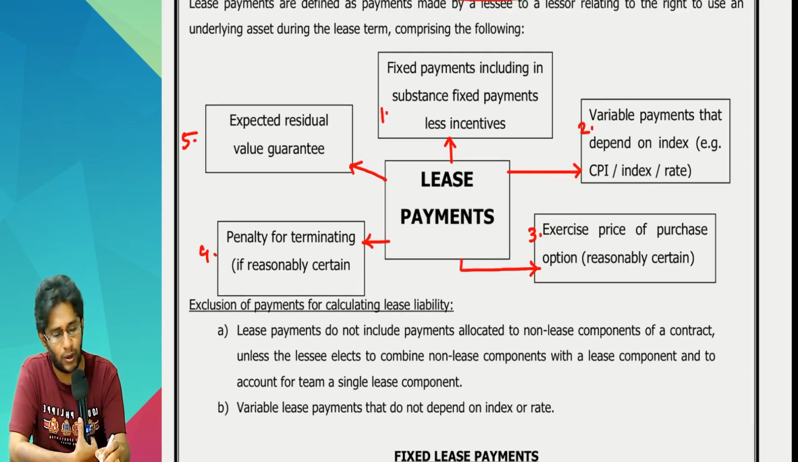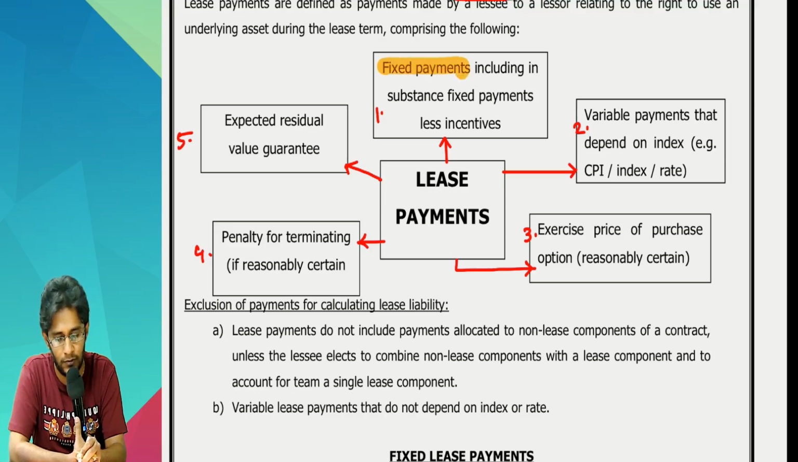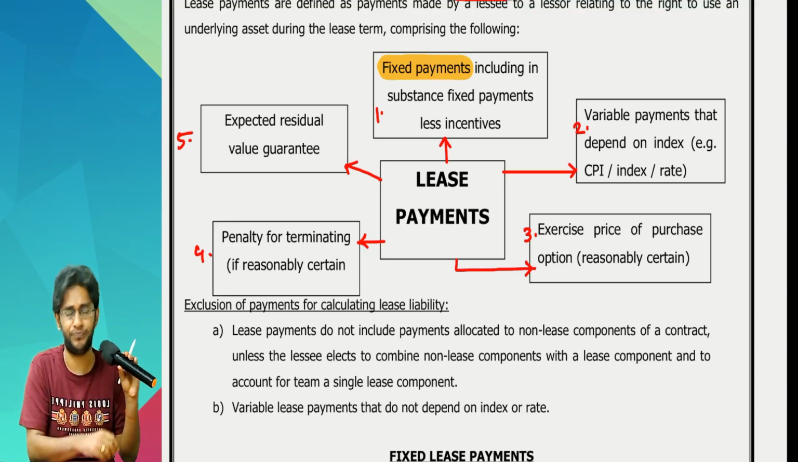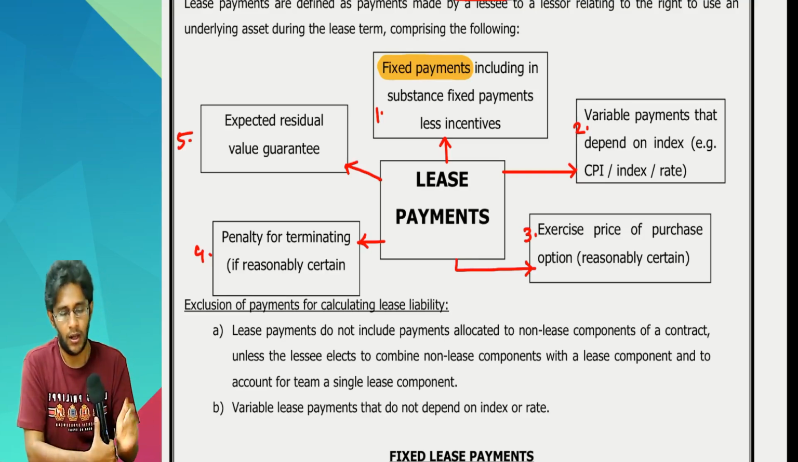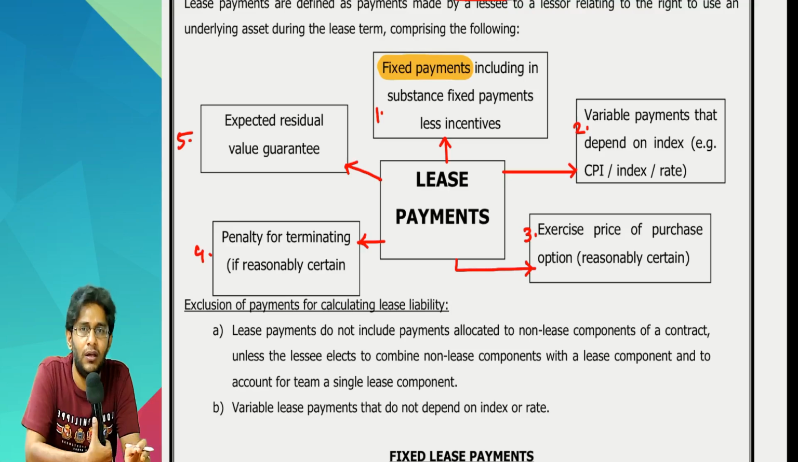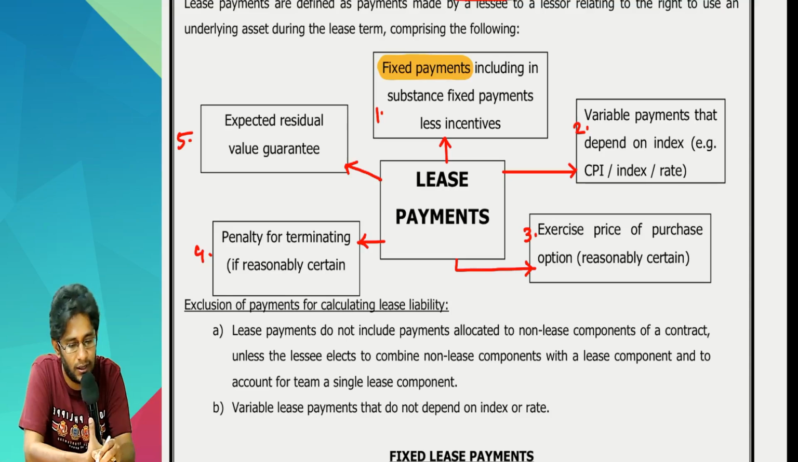Now, what is very easy to understand is the first one. What is there to explain? You took a property on lease. Every year you have to pay a fixed rent of 5 lakh rupees. Very clear. Then it says that every year lease rent is to be increased based on the inflation rate at the end of each year. So each year rent is not fixed. It depends on an inflation index, consumer price index, or it is linked to LIBOR or MIBOR rate. If it is linked to some external index, then it is called a variable payment.